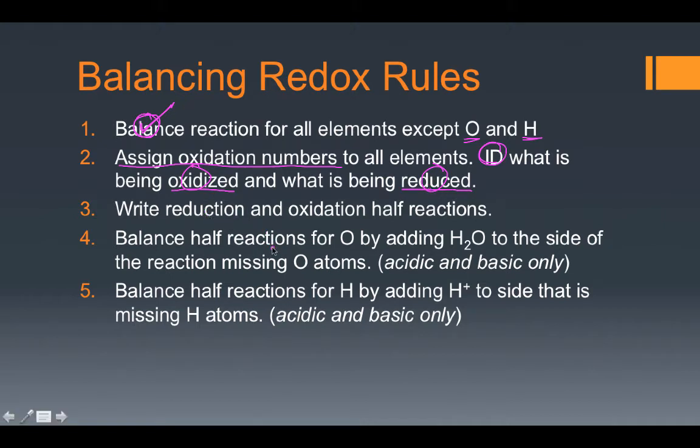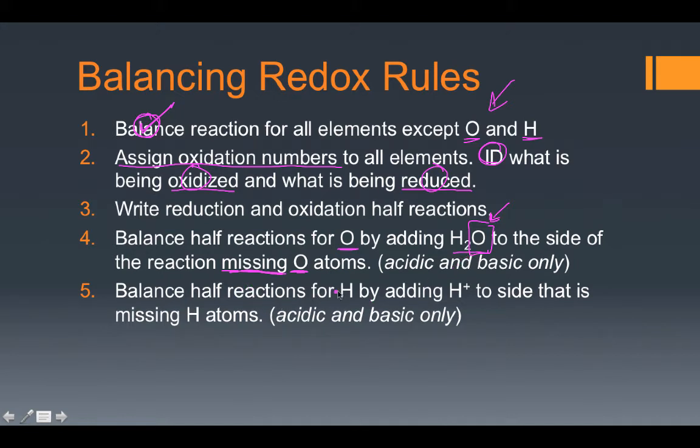Now, here's where things start to get a little interesting. Here are the new scenarios. These are the ones that are only true in acidic and basic solutions. You're going to balance the half reactions for oxygen. Remember, we didn't do that before. We left that out. You're going to do that by adding H2O, and here's the oxygen we're interested in, to the side of the reaction that is missing oxygen atoms. So to make up for the missing oxygen atoms, you're going to add in H2Os, enough of them so that the oxygens on the left side of the reaction match the oxygens on the right.